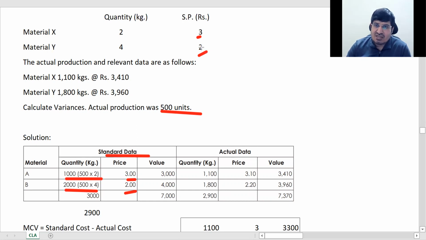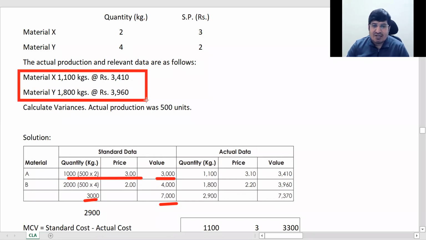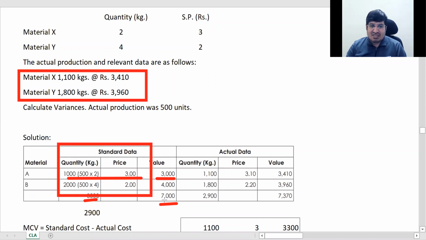Okay, अब now multiply कर देंगे. 1000 into 3 gives you 3000 like that. And you got standard total of 7000. So now we knew that if I put 3000 kg overall, 1000 plus 2000, 3000, then value would be 7000, and this should have been the standard for this actual data. ये वाले actual data के लिए ये standard होना चाहिए, ठीक है? इसके साथ कंपेयर करेंगे.